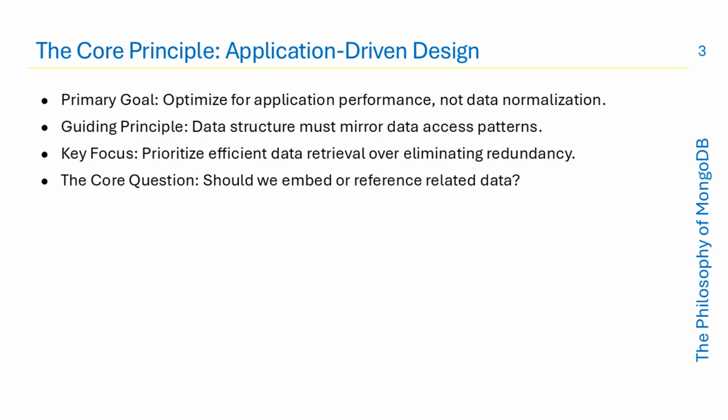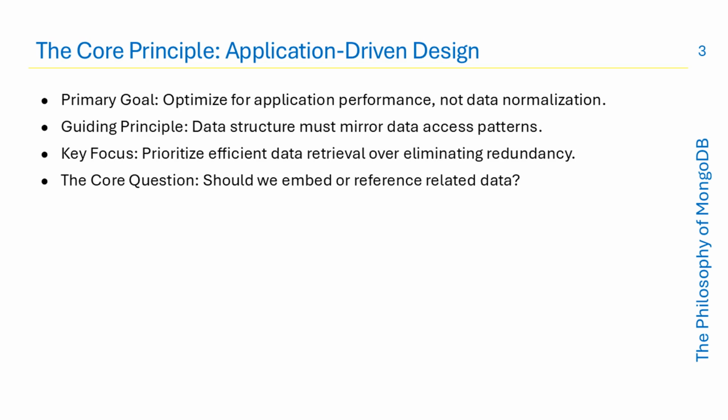What information does a user profile page need? What data is required to render an order summary? The answers to these questions shape our schema. This approach, often called schema on read, prioritizes read efficiency. We are willing to accept some data duplication if it means we can retrieve all necessary information for a specific view in a single, fast database operation. This minimizes latency by avoiding complex server-side joins.